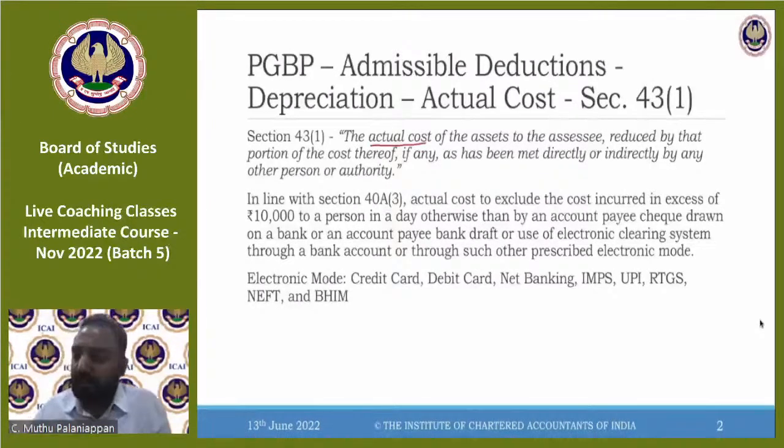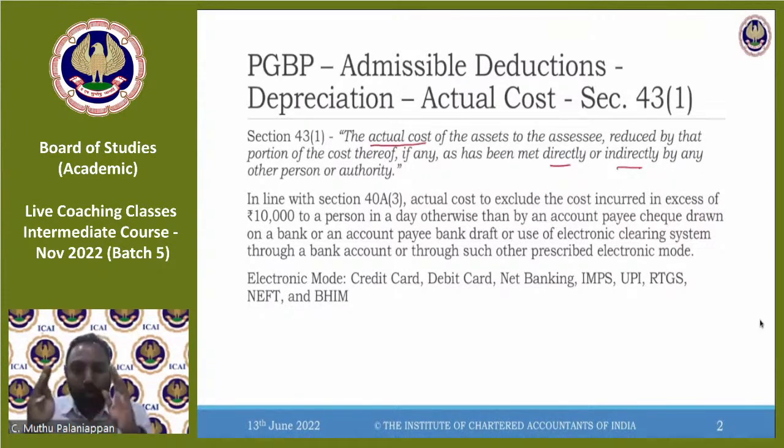That is reduced by the portion of cost thereof if it has been met directly or indirectly by any other person or authority. So you need to reduce to the extent that it has been met by any other person. Whatever the assessee has spent, only that cost must be taken. Anything which has been met or compensated by someone else should not be considered.